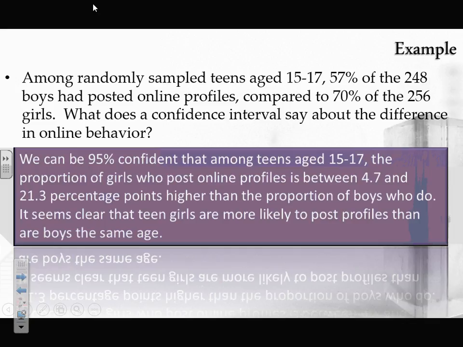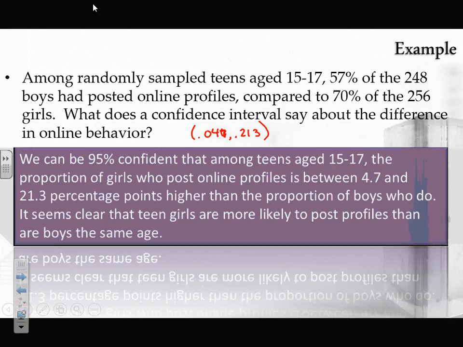Okay? So when we think about our interval, so this was our interval. We have to think about, well, we took girls minus boys. So when it comes out entirely positive, that means the proportion of girls was larger than the proportion of boys. So when we do our interpretation, we can actually say that the girls who post online profiles is between 4.7 and 21.3 percentage points higher than the proportion of boys.